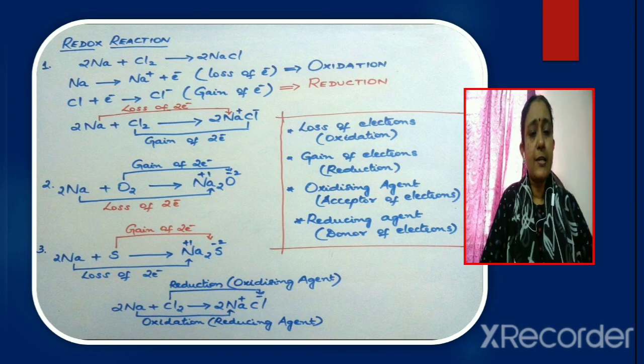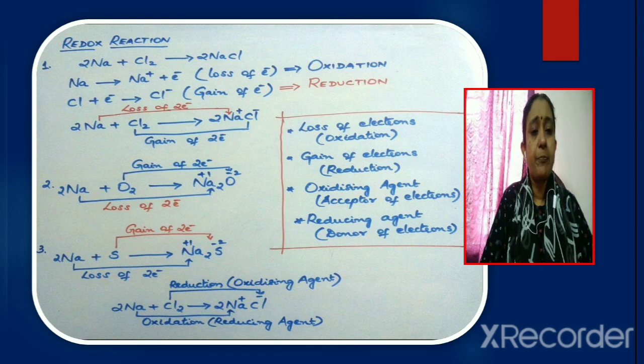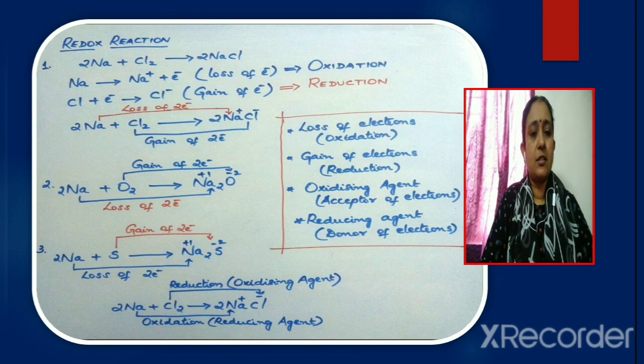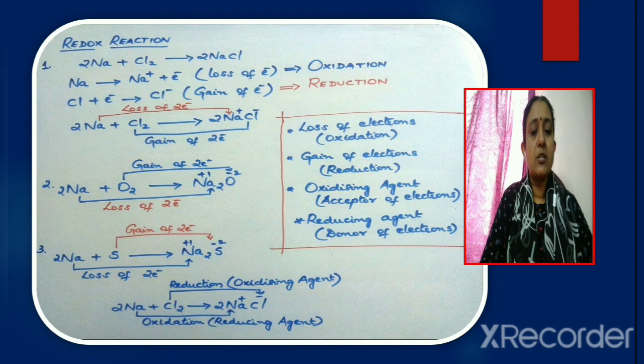Now consider the next equation 2Na plus O2 gives Na2O. Consider the change 2Na to 2Na+. Here there is loss of 2 electrons. Now consider the change O2 to O2 minus. There is gain of 2 electrons. So here there is both gain and loss of electrons, or there is both oxidation and reduction reaction taking place. Therefore it is a redox reaction.